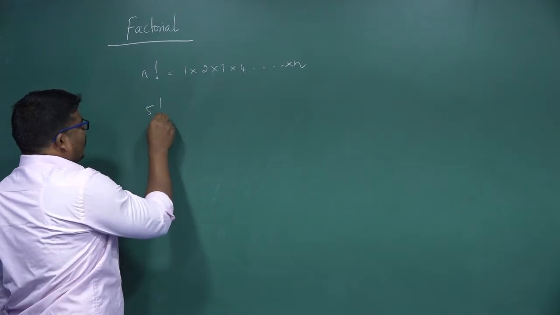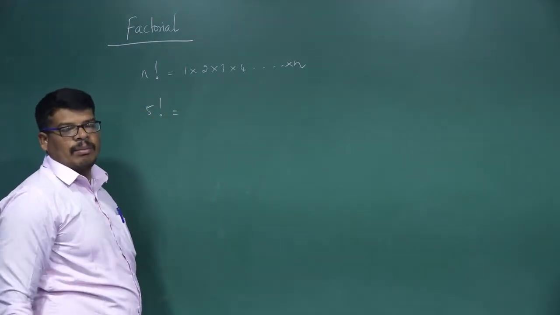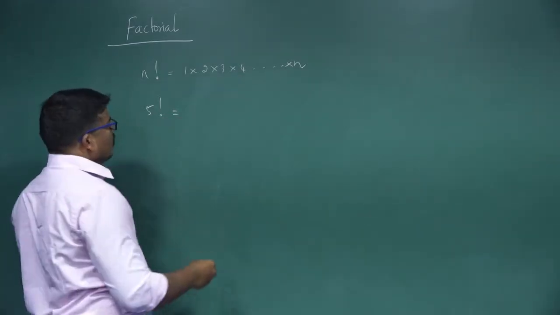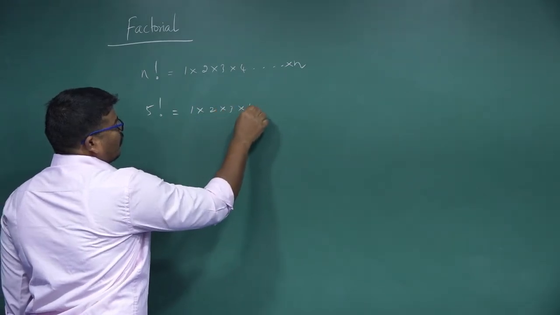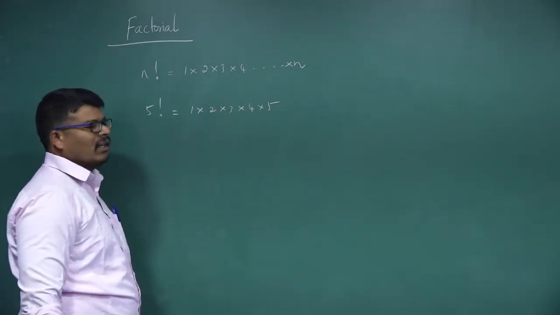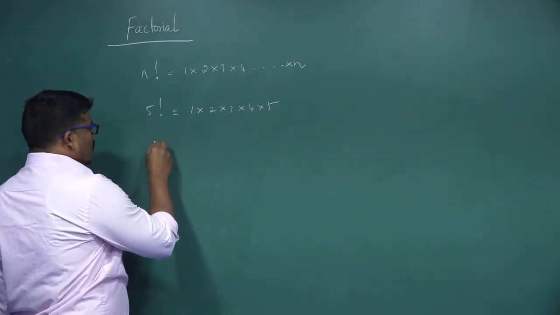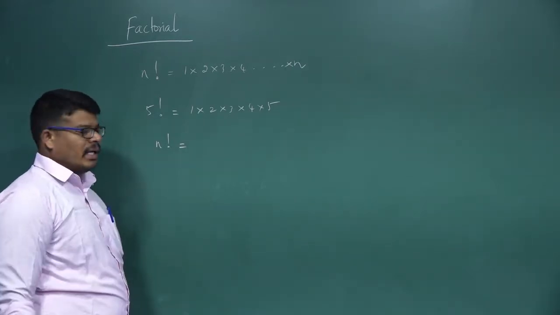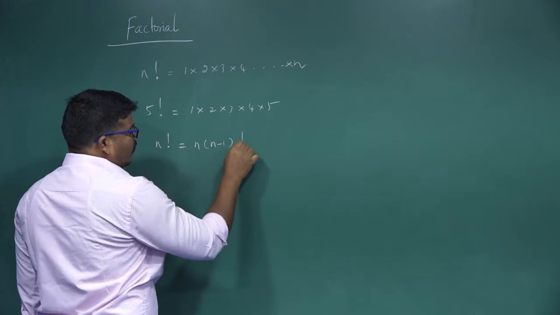Next, write here: 5 factorial is the product of 5 natural numbers, 1 into 2 into 3 into 4 into 5. The next one: n factorial can be written in reduced form as n into (n minus 1) factorial.